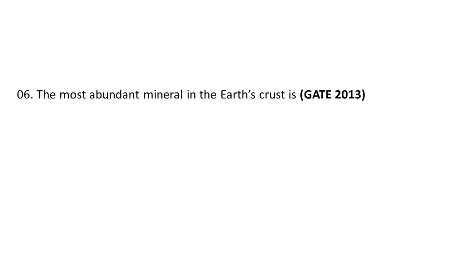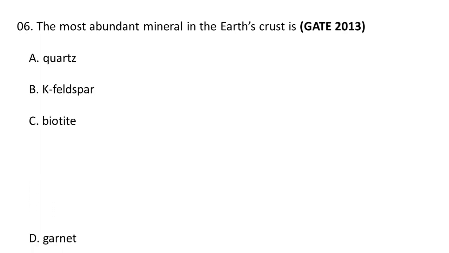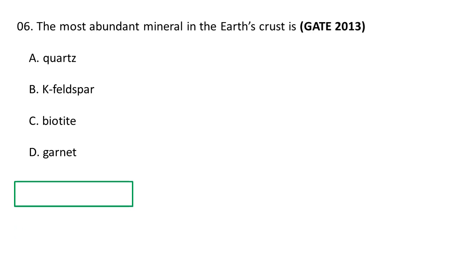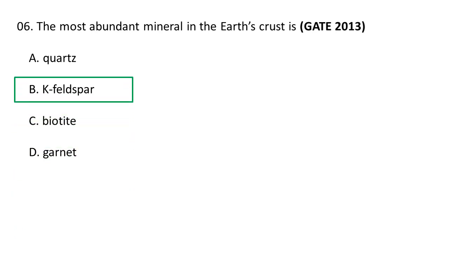Next question. The most abundant mineral in the Earth's crust is A. Quartz, B. Potash feldspar, C. Biotite and D. Garnet. So the correct option is potash feldspar. Feldspar is the most abundant mineral in the Earth's continental crust and it is a type of silicate mineral. It is found commonly on the Earth, while quartz comes second.